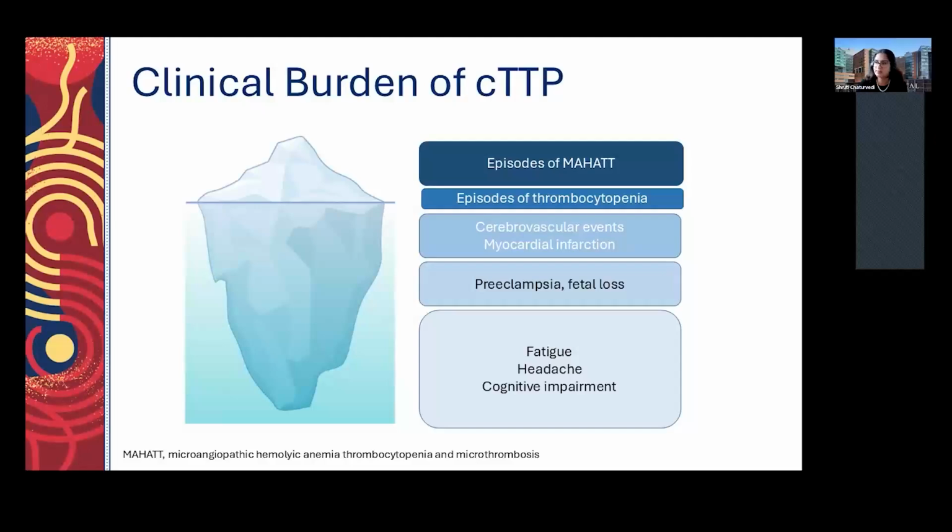So to summarize the clinical burden of TTP, the tip of the iceberg is the episodes of microangiopathic hemolytic anemia with thrombocytopenia, the overt TMAs. And then you have the episodes of thrombocytopenia that are picked up on lab work. But below the surface, patients also have a really higher rate of cerebrovascular events or stroke and myocardial infarction. When they get pregnant, these pregnancies are complicated by preeclampsia, fetal loss, and acute episodes of TTP. And things that we don't talk about enough, but the patients report, are symptoms like fatigue, headache, and cognitive impairment that lead to significant morbidity and impaired quality of life.